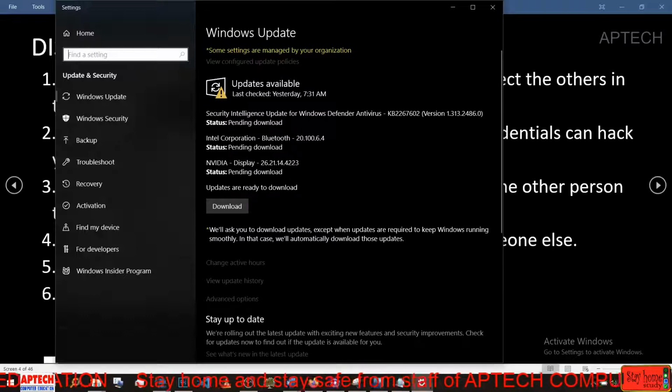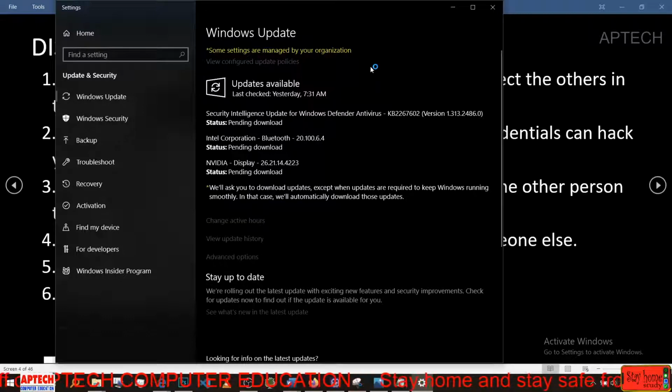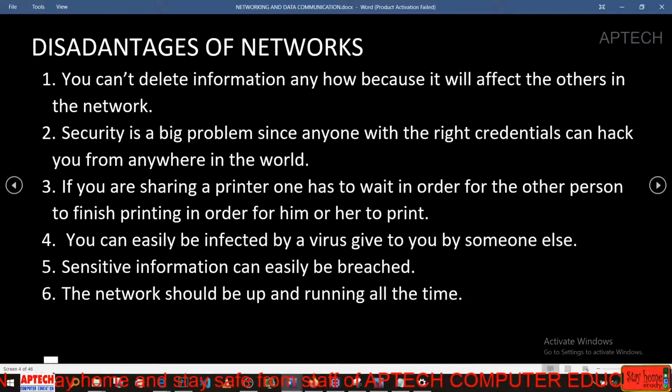It says last checked yesterday, so I can just click here and it starts downloading. So just leave it and it does its job. When it is done, it is done. So it's one way of keeping yourself secure.